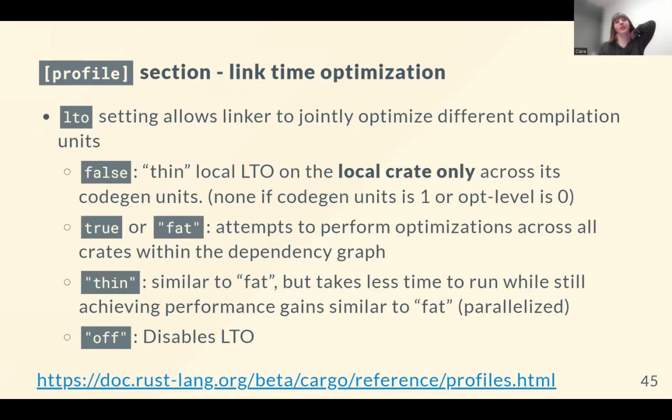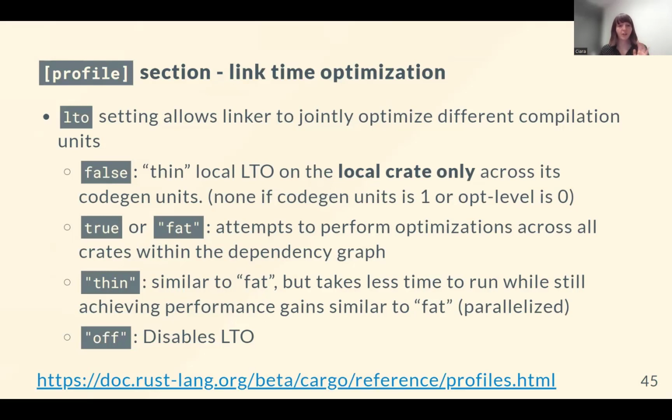You can also enable link time optimization. This allows you to make up for some of those missed optimizations. You can jointly optimize different compilation units. The options for that are false for thin or just local link time optimizations, which basically means it's just local to the crate across its code gen units. If the code gen units is 1 or the optimization level is 0, then you wouldn't get any.